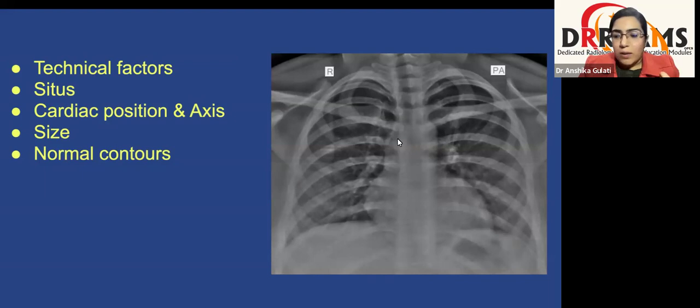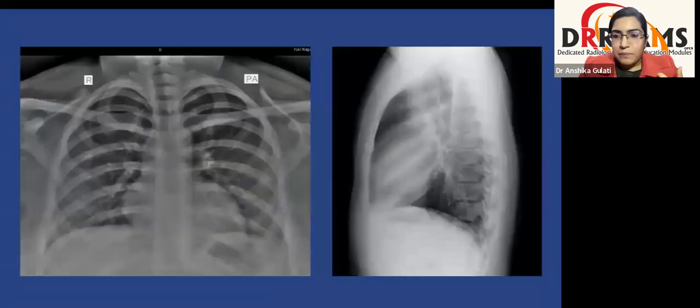And if we see on the lateral chest radiograph, the anterior border is formed by the right ventricle and the posterior border is formed above by the left atrium and below by the left ventricle.